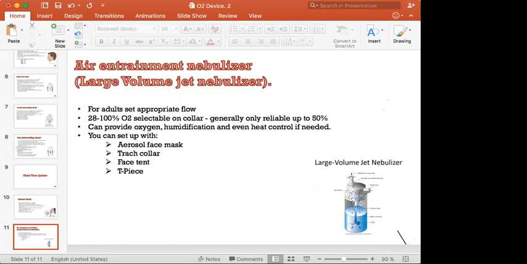When do we need dry oxygen? For example, if we put the patient on nasal cannula, if we give the patient oxygen via nasal cannula up to 3 liters, that's a dry oxygen, and we give it to the patient.